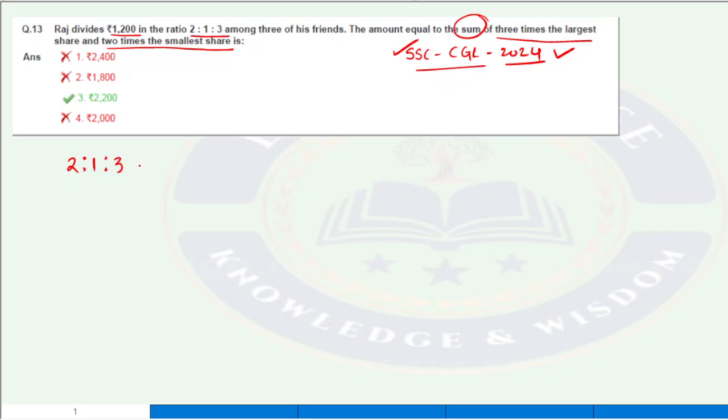He is dividing in the ratio 2:1:3. What is he dividing? 1200 rupees. Total how many parts? 6 parts, 2 plus 1 plus 3. What is the factor? 6 into 200 is 1200.